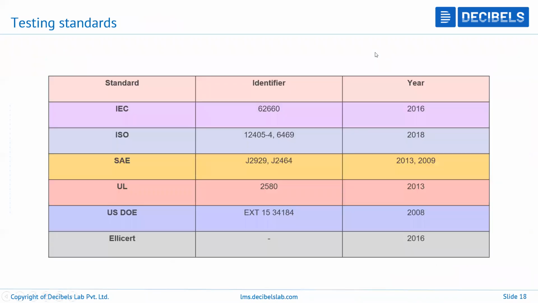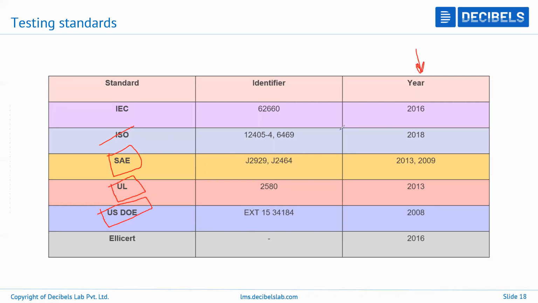Yeah. And here are some of the testing standards. Yeah. So I think most of the standards we had seen today were from ISO, but that's not the only one. Most other commonly used ones are from SAE, Society of Automotive Engineers, one from UL, okay, and also we have from US Department of Energy. So USDOE is US Department of Energy, and these are the years of their establishment.